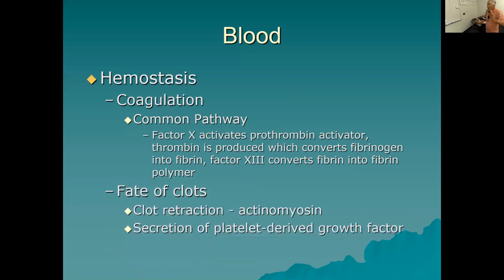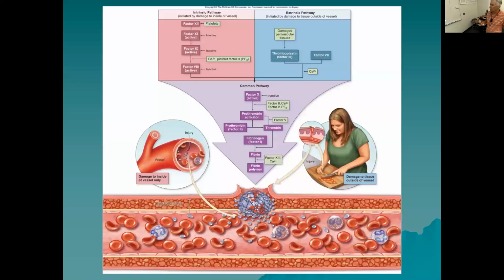After the clot is made, it slowly starts to retract due to a protein called actinomyosin that's in the clot. And that pulls together the cut ends of the wound a little bit. Also in platelets, as I mentioned, growth factors now stimulate mitosis in smooth muscle and connective tissue and skin to repair the damage as the clot is still there.